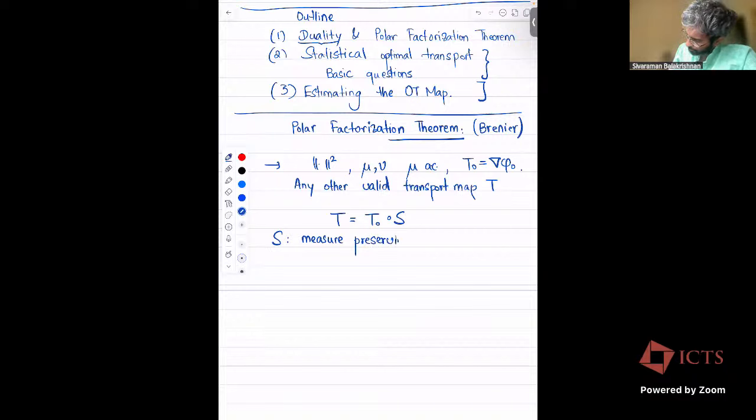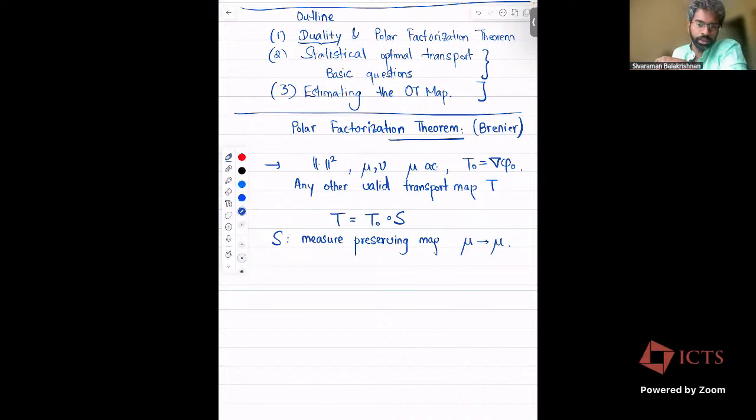So that is, it maps mu back to itself. Okay, so this is the statement of the theorem. It says that if I give you any valid transport map that moves mu onto nu, you can decompose it into two maps. One of them just takes mu and shuffles it around, and the other one takes the output of that measure preserving map and then transports it to the distribution nu.